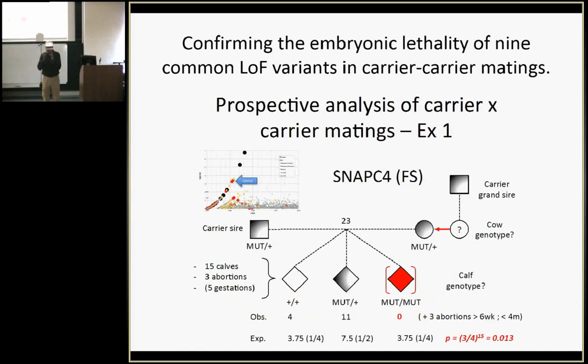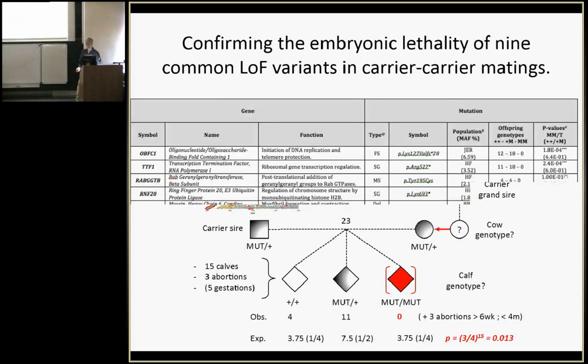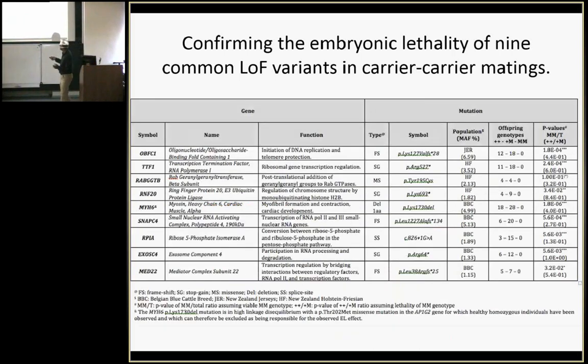So what we do is we search in the population for matings between carrier bulls and carrier cows, and then we wait for the cows to come, and our prediction is, if it's an embryonic fetal, we should never see a homozygous mutant. And so Carol has tested that now for, I forgot how many, here is the list, so 1, 2, 3, 4, 5, 6, 8, 9, and all of them are embryonic fetals. So using a reverse genetic approach, she identified a series of embryonic fetals.